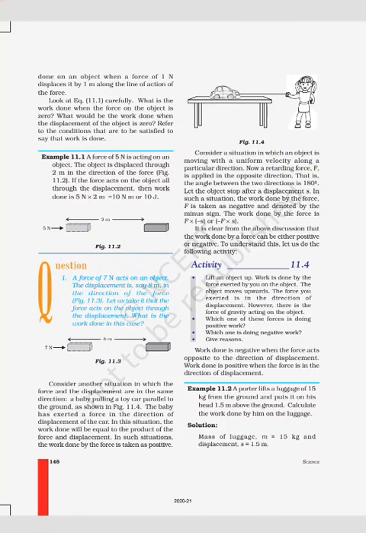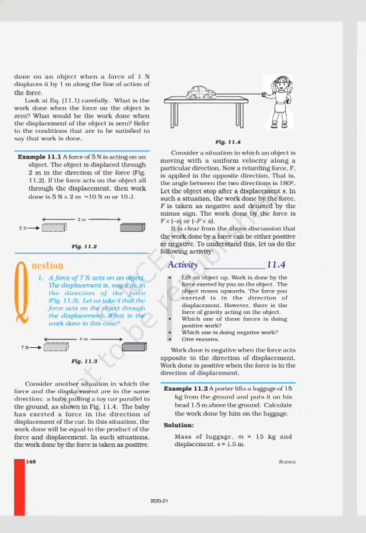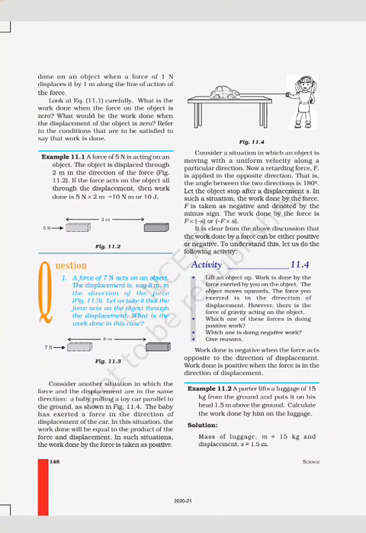Then, today we will start with this question, example 11.2. It is given in your NCERT book at page number 148. So see what this question is. A porter lifts a luggage of 15 kg from the ground and puts it on his head, 1.5 meter above the ground. Calculate the work done by him on the luggage. This is the question.